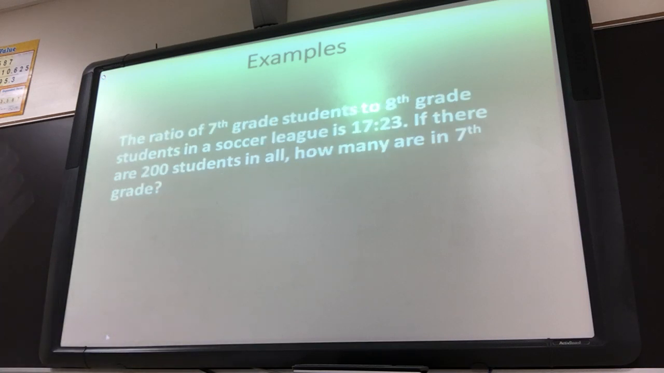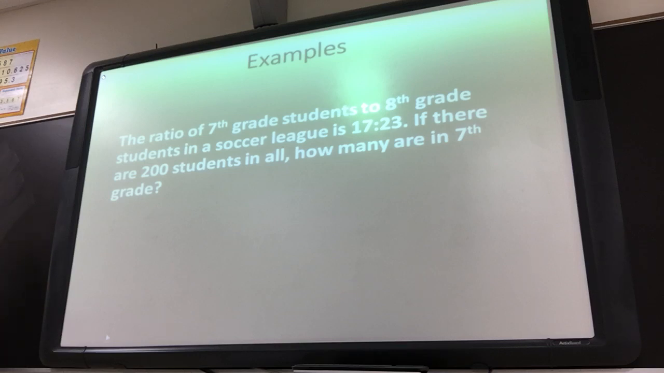So the ratio of 7th grade students to 8th grade students in the soccer league is 17 to 23. If there are 200 students in all, how many are in 7th grade? And this one's a little trickier. What two things are we looking at here? Fiona, what's one of them?